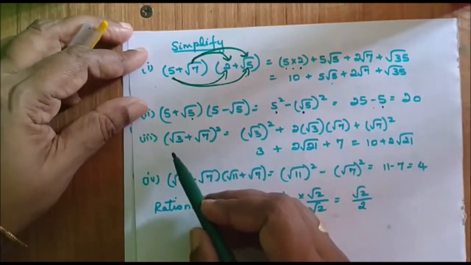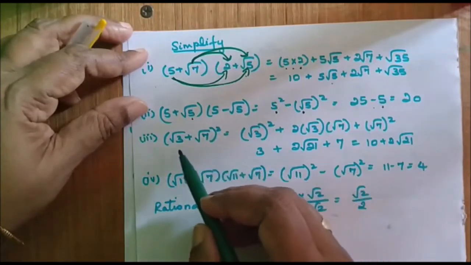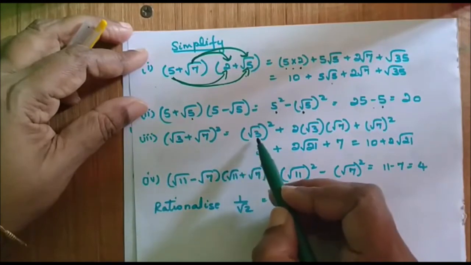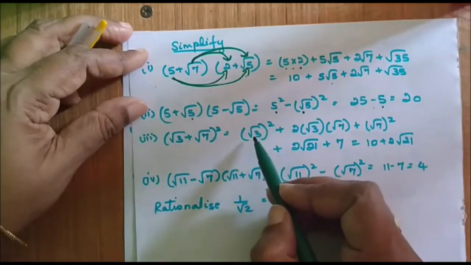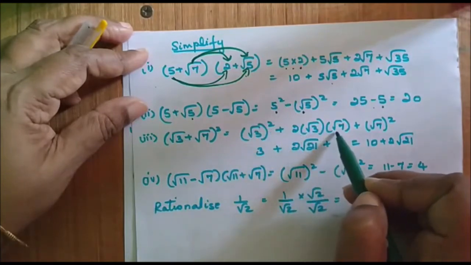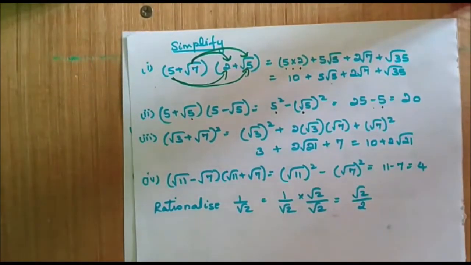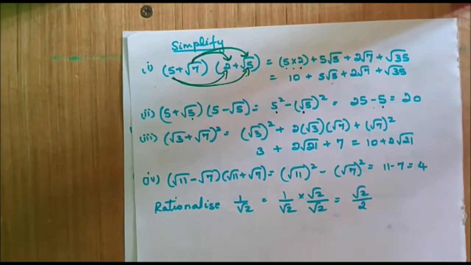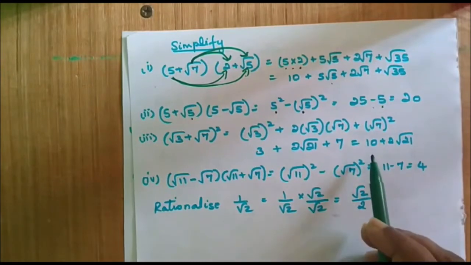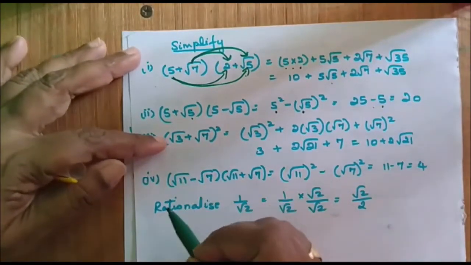Similarly, we will do this: (root 3 plus root 7) the whole squared. This is of the form (a plus b) the whole squared, which is root 3 the whole squared plus 2 into root 3 into root 7 plus root 7 the whole squared. This is of the form a squared plus 2ab plus b squared. So root 3 the whole squared is 3 plus 2 root 21 plus 7, which is equal to 10 plus 2 root 21.